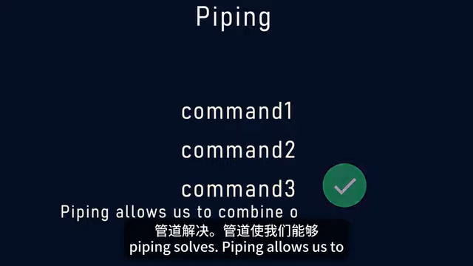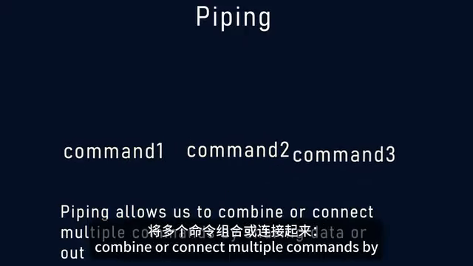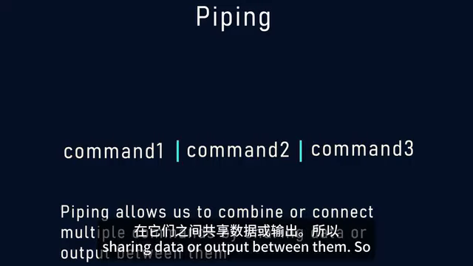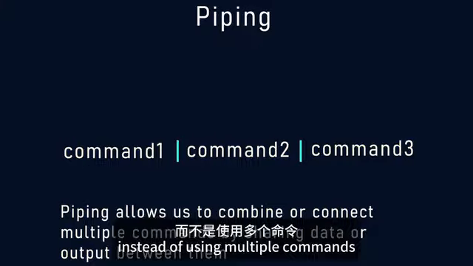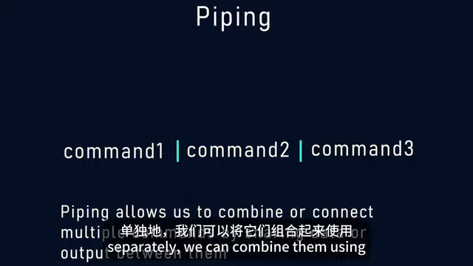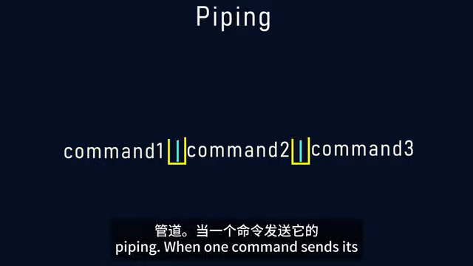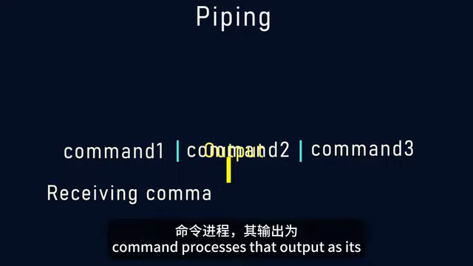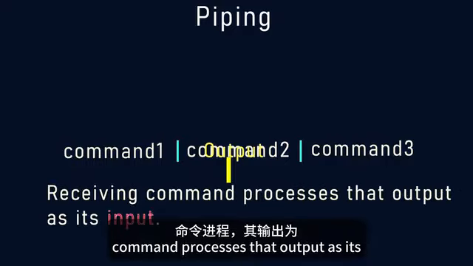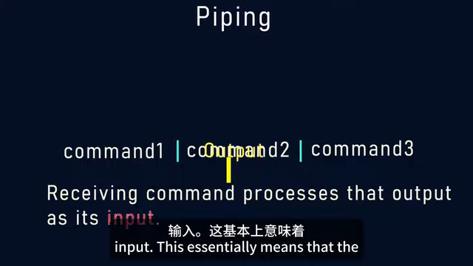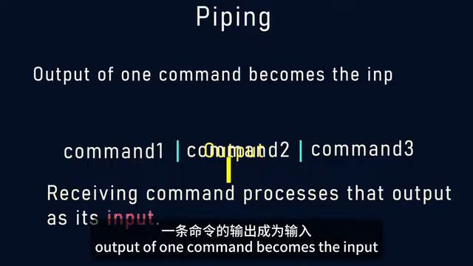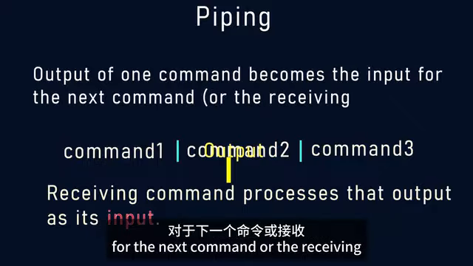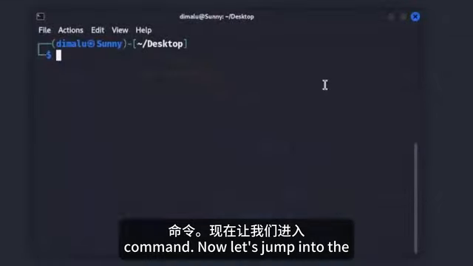Piping allows us to combine or connect multiple commands by sharing data or output between them. So instead of using multiple commands separately, we can combine them using piping. When one command sends its output to another command, the receiving command processes that output as its input. This essentially means that the output of one command becomes the input for the next command, or the receiving command. Now let's jump into the practicals.